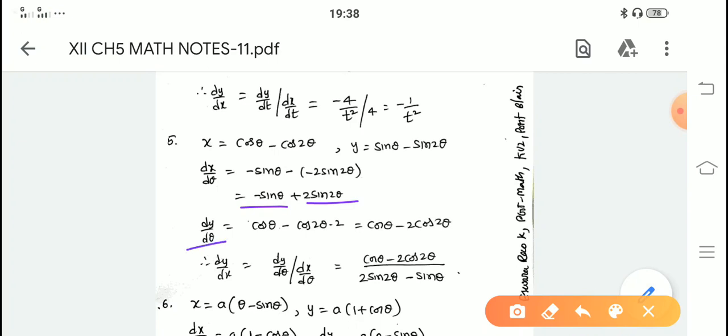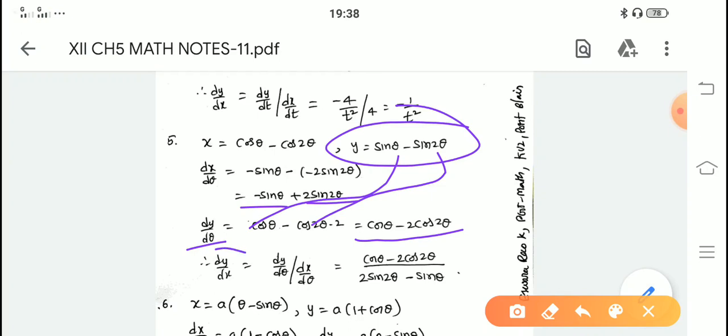Similarly, dy by d theta we find by differentiating this y. The derivative of sin theta is cos theta. The derivative of sin 2 theta is cos 2 theta into 2, chain rule is applied. So cos theta minus 2 cos 2 theta. So dy by dx is equal to dy by d theta by dx by d theta. Then substitute the values: cos theta minus 2 cos 2 theta by 2 sin 2 theta minus sin theta. Okay.